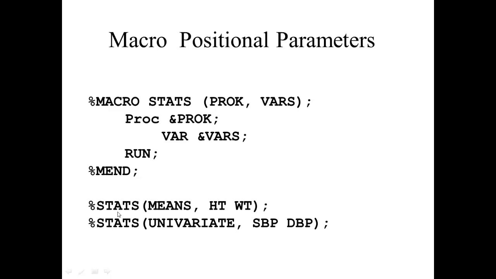And so then when we invoke these macros, we list what we want to go into these positional parameters. So in this first example, when we do percent stats, it's going to end up that we are going to do a proc means, and the variables that we are going to use in that proc means are height and weight. In the second example, we're doing a percent stats. The procedure we're doing is going to be univariate, so we're doing a proc univariate, and the variables here are going to be systolic blood pressure and diastolic blood pressure. So now, with the use of these macro positional parameters, we've made these macros more flexible.